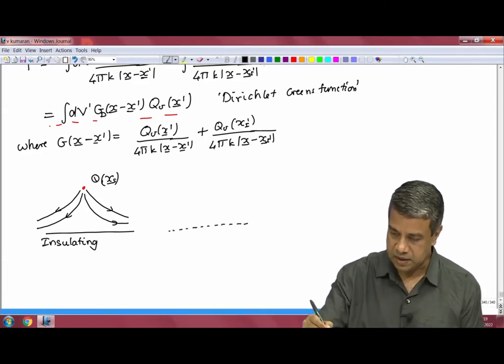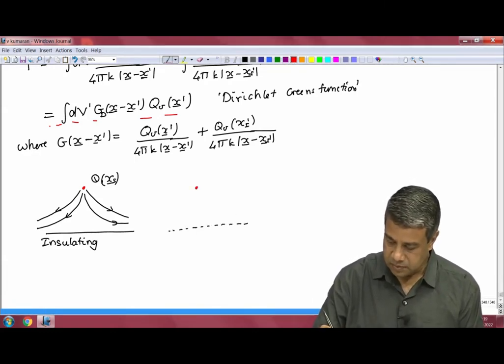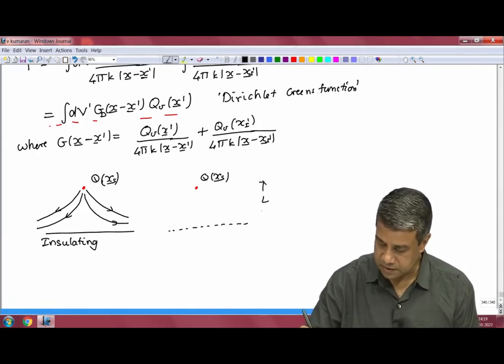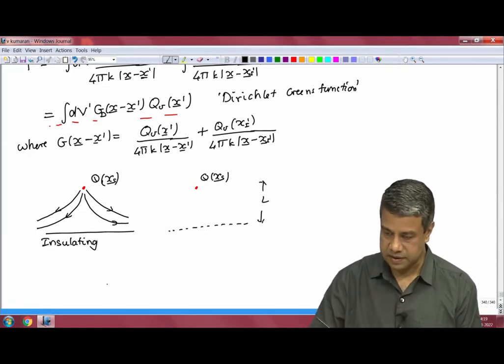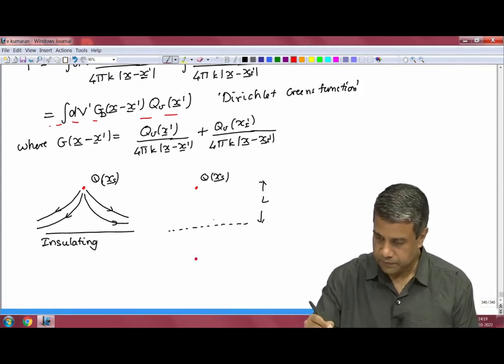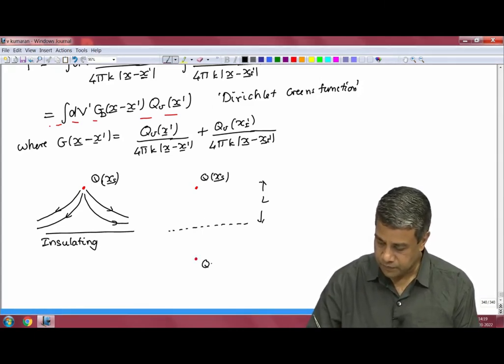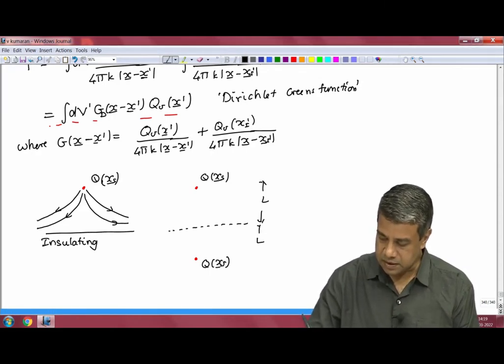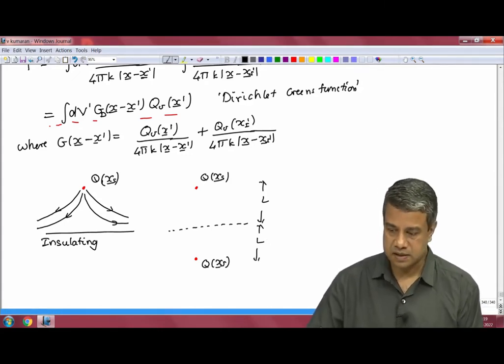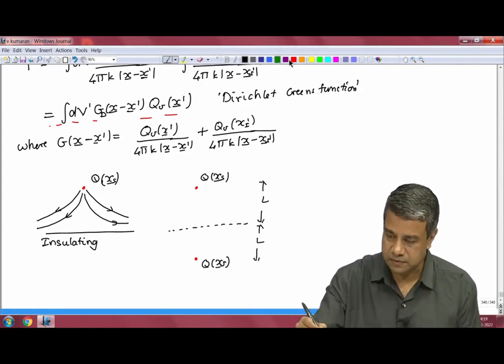What I do is I remove the wall and put in a source at the same distance L from the surface, and I put in a positive source at the location xi, also at a distance L from the surface, on the same perpendicular line as the source. So, what happens if you do these two?